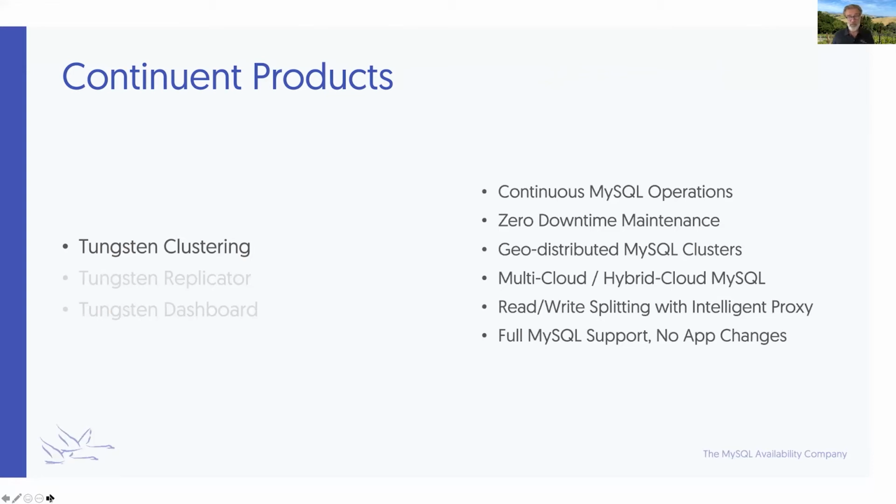And by being able to do the intelligent proxying with Tungsten Connector, you get benefits of the higher update performance and also the read scaling, significant read scaling.